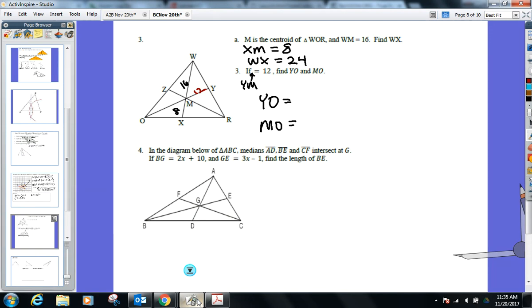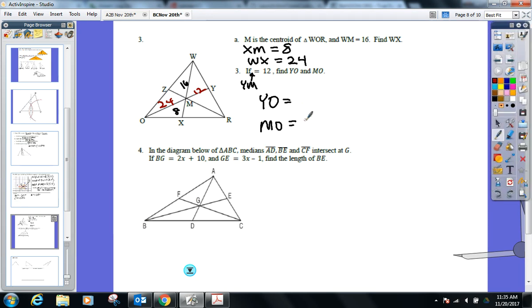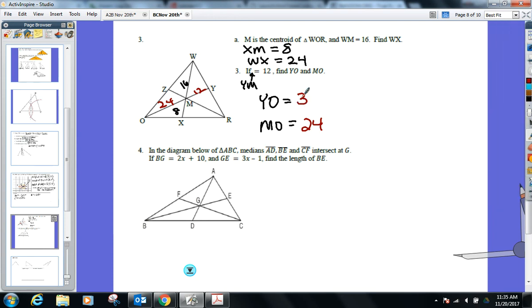This is the 1 part. Now I'm looking for the 2 part, so it would be double that, 24. Everyone see that one? You just can't cut everything in half. You have to say, am I looking for the bigger part or the smaller part? So there's 24 for MO, and YO is going to be 36. Boom. All right, let's take away the numbers now.